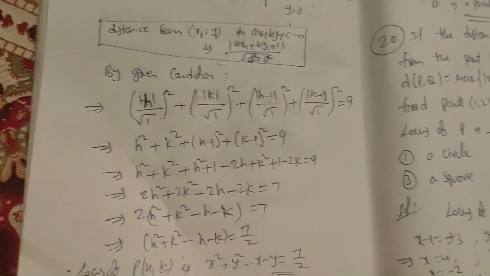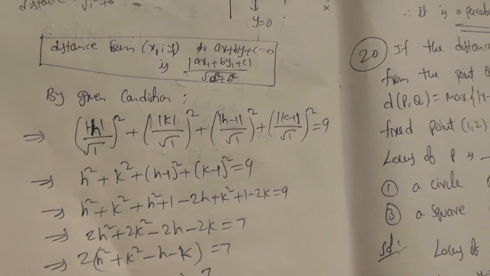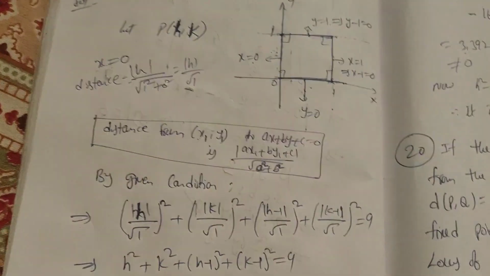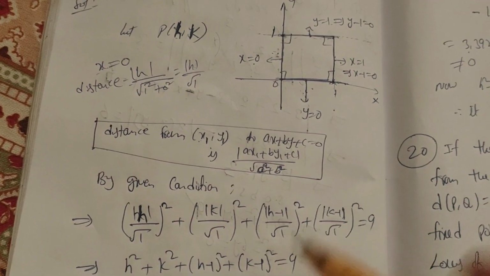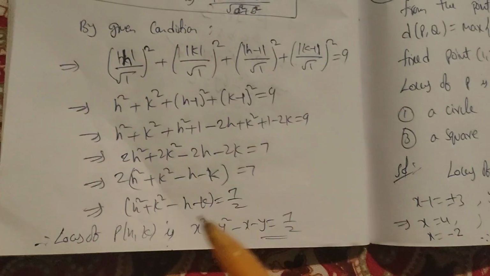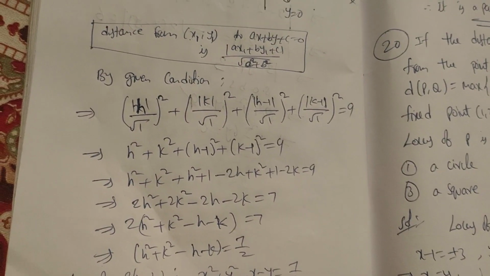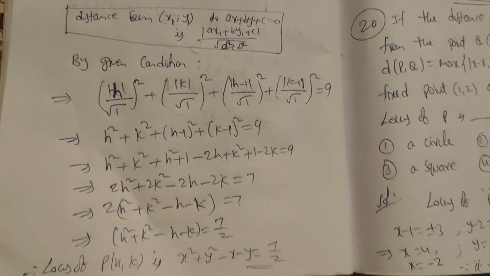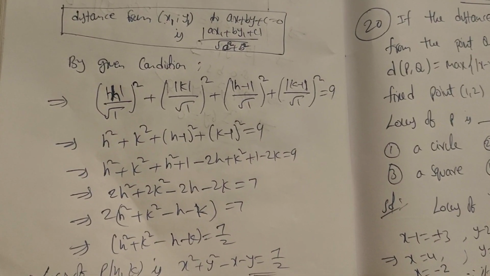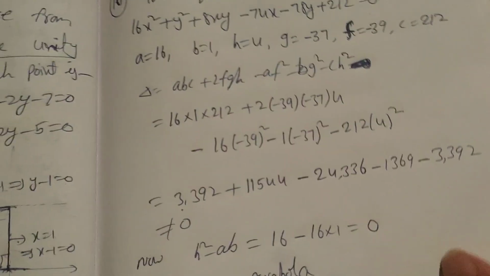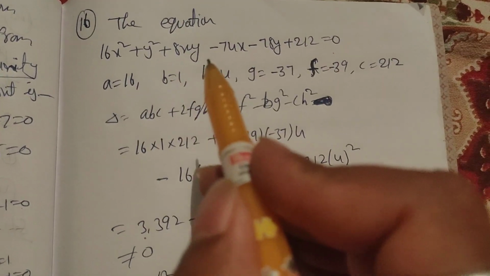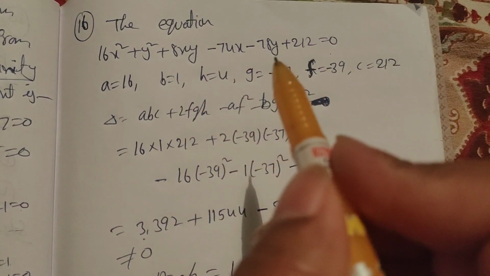Sometimes the problem is not involved with h and k, then you take directly x comma y only, instead of h comma k you take x comma y only. Directly you get the relation between x and y, that is only the locus. But whenever you take some h comma k, alpha comma beta, then you just replace those alpha comma beta by x comma y. Okay.